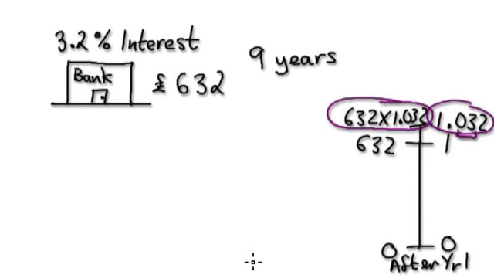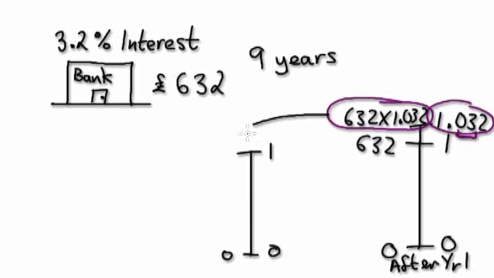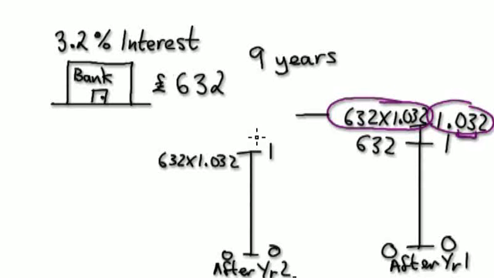Now jump to year 2. Hang on. So after year 2 will look something like this. This will be your new original. Your new original will be 632 times 1.032. Let me just clear this arrow up. After year 2, you're going to have a bit more interest.